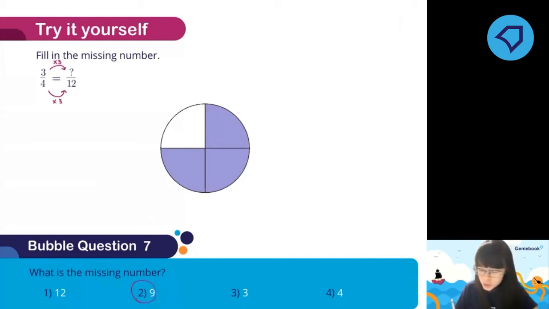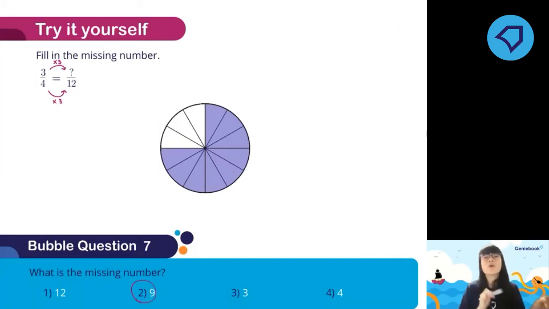Let's just do a quick check. Means now each part I need to divide into 3 equal parts. Okay, ta-da! And let's count together. We have 1, 2, 3, 4, 5, 6, 7, 8, 9. Okay, so 3 over 4 is the same as 9 over 12.